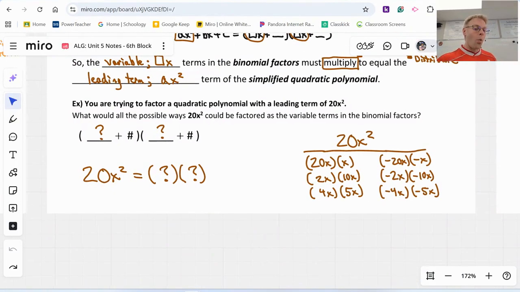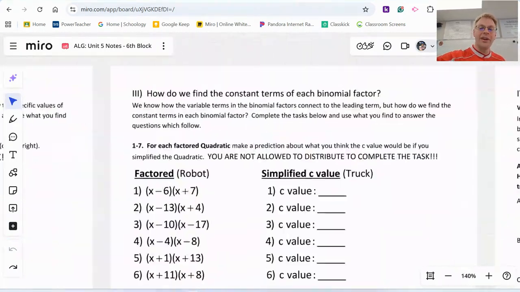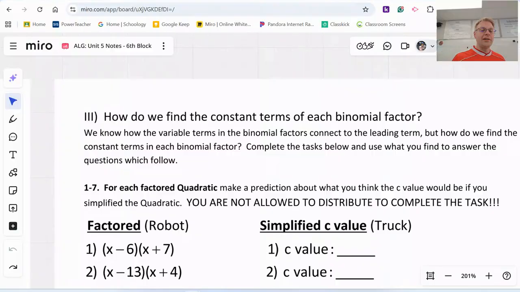right? And so while that gets us down the road, eventually the question is going to be, and we're going to come back to this, how do we know which of those 6 pairs of factors is the right one to choose from? But put a pin in that for now. All right, because we're moving on to our next question here, which is not how do we find the variable terms, we just answered that, but how do we find the constant terms, right?